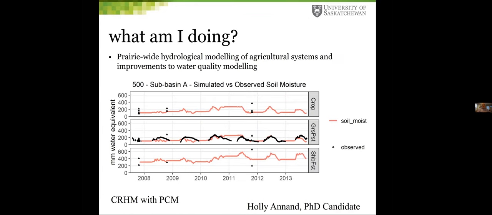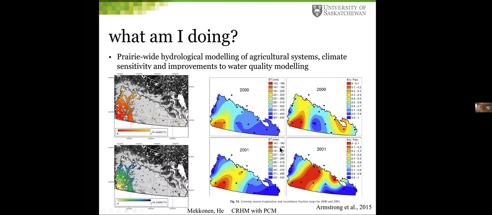So what am I doing now? Well, we've been testing CRHM out in Smith Creek. This is some simulations to show how it can synthesize soil moisture reserves in that environment, with Holly Annand, a PhD student. We've been using it to calculate drought over the prairies.